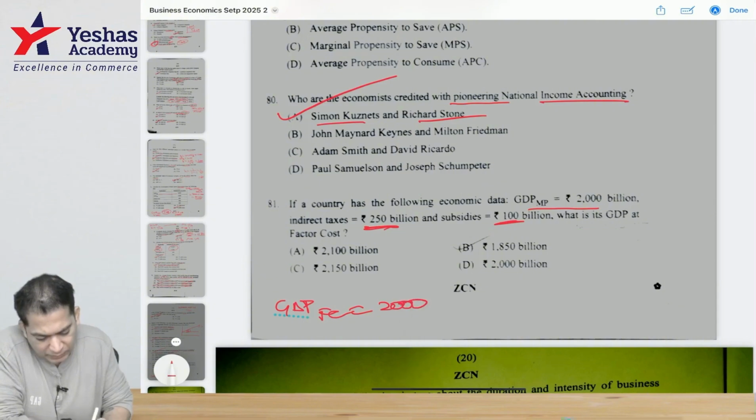2000 minus net indirect taxes. So indirect taxes will be 250, minus, and subsidies 100, positive. So 1850 will be your answer.